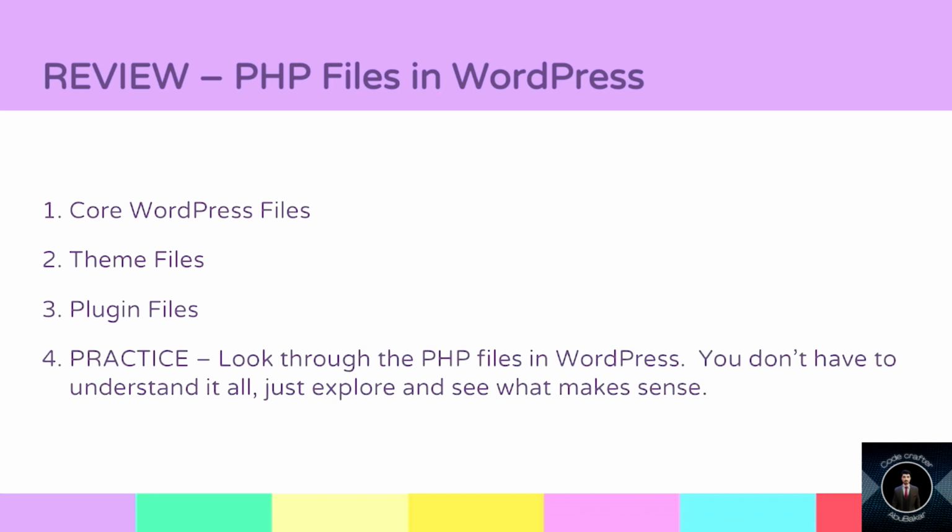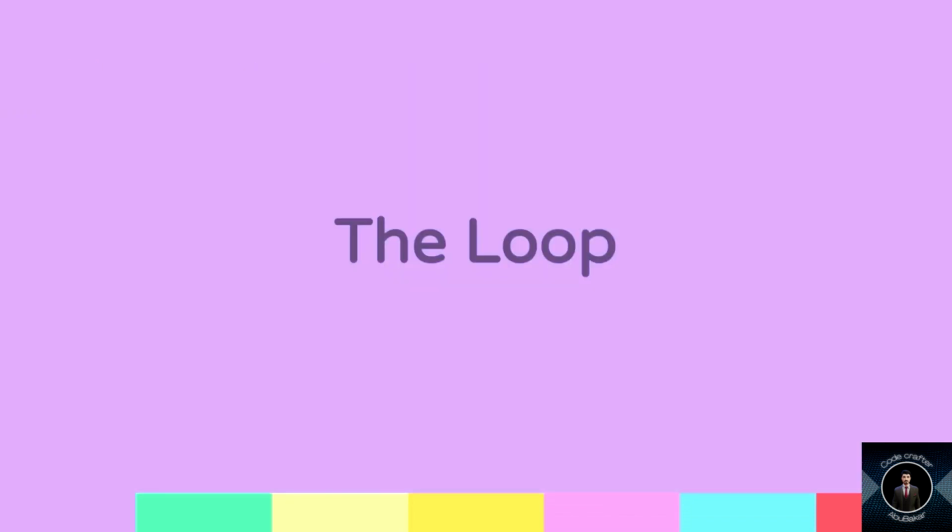So from here, what I'd like you to do is take a look through all the different PHP files in WordPress. You don't have to understand it all, just explore and see what makes sense, see how far you can get. Once you do that, then come on back, and from this point on in our PHP for WordPress, we're going to shift from generic PHP stuff and start looking at some very specific WordPress things that PHP can do inside of WordPress, but don't really do by default outside of WordPress. So they're specific things, and we're going to start off with the loop as an example of that.